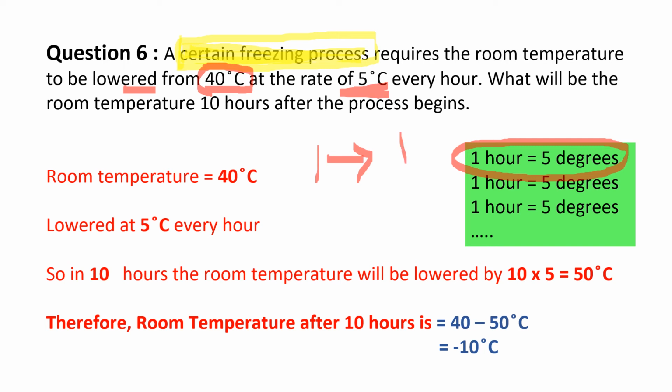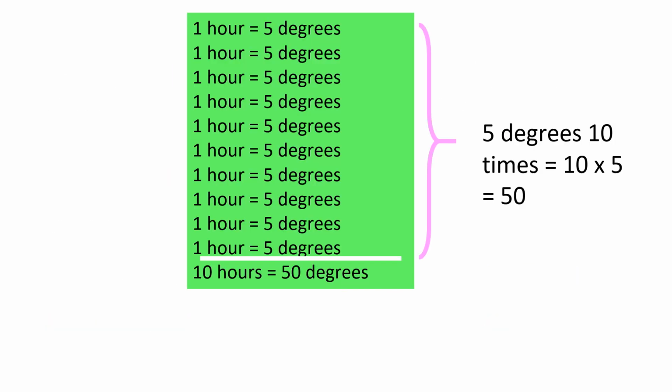So 5 degrees Celsius we have to decrease every hour, which means we have to decrease the temperature 5 degrees Celsius every hour. Okay, what will be the room temperature 10 hours after? So like that we have to decrease it every hour, and we have to see what will be the room temperature at the end. At the end means after 10 hours. Okay, so let us look at this once more clearly. Room temperature was 40 degrees Celsius, right? Now every hour they're decreasing 5 degrees.